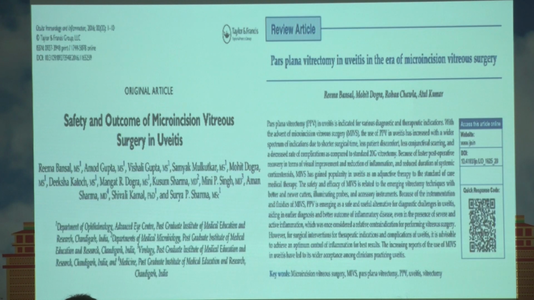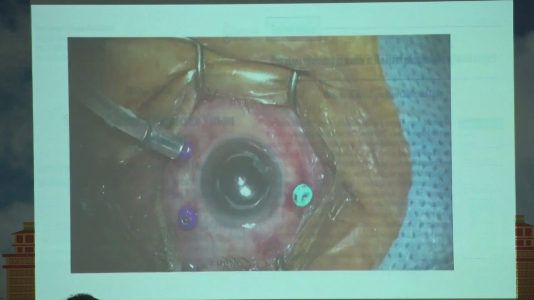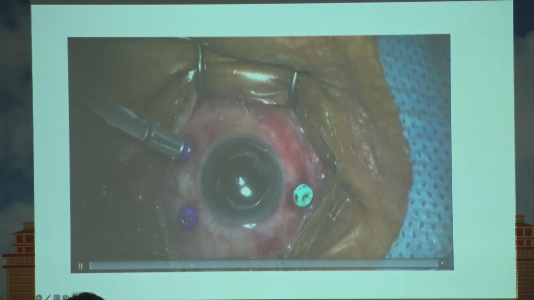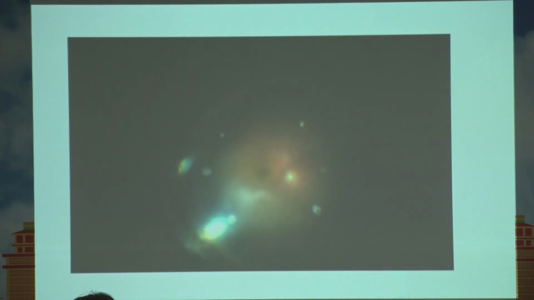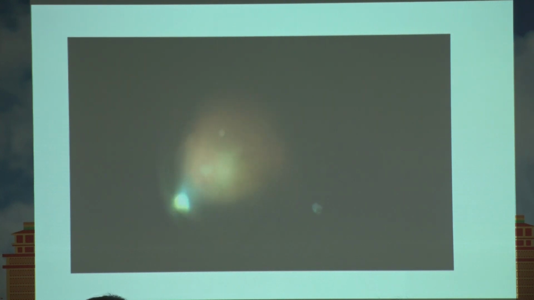Just going to skip that. This is some of our published work on this topic. I'm just going to come to one case, and hopefully through this try and show how a diagnostic vitrectomy works. This patient was suspected of having a primary vitreoretinal lymphoma. You can see the amount of vitreous haze.